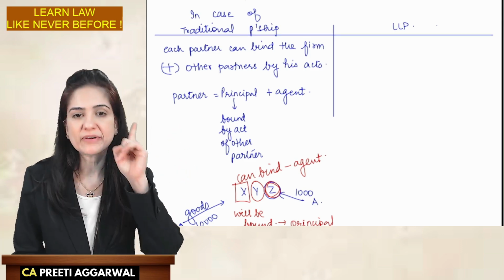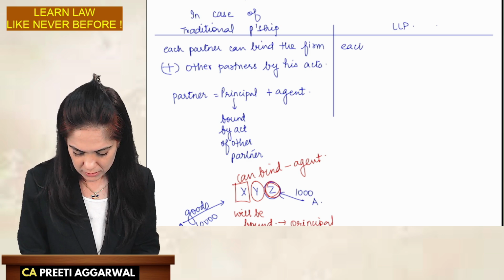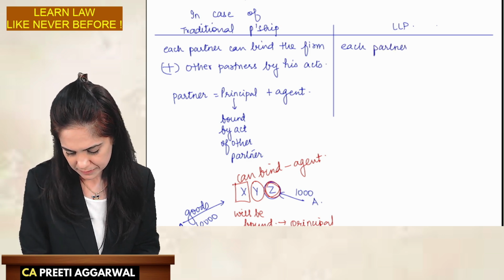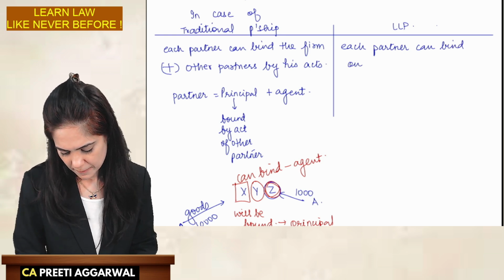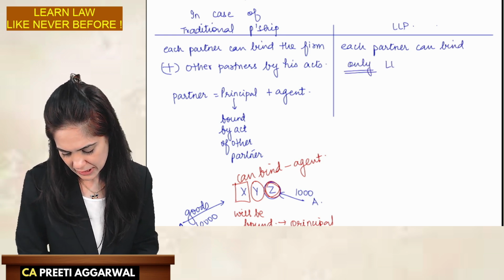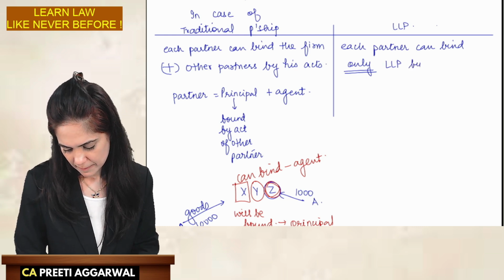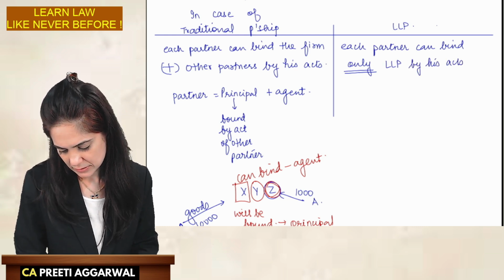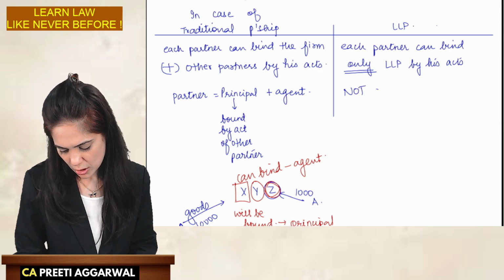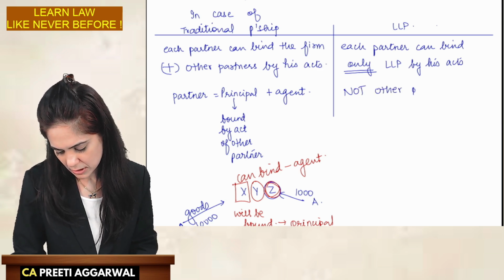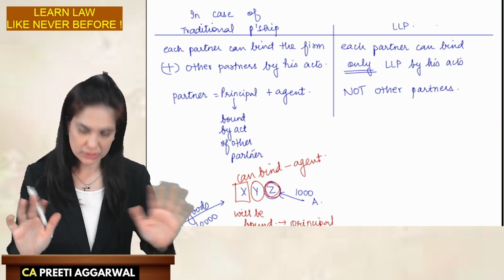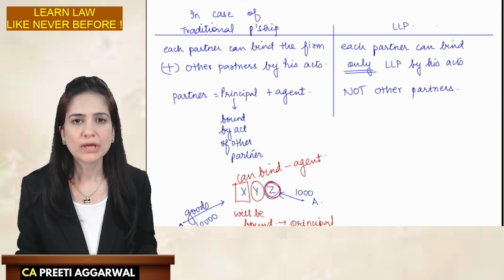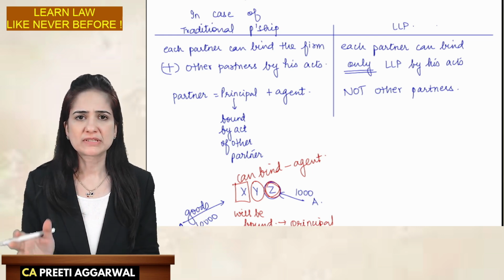But in case of LLP, each partner can bind only LLP by his acts, not the other partners. Okay, I can bind only the LLP by my acts, not the other partner. So this is one of the main differences.